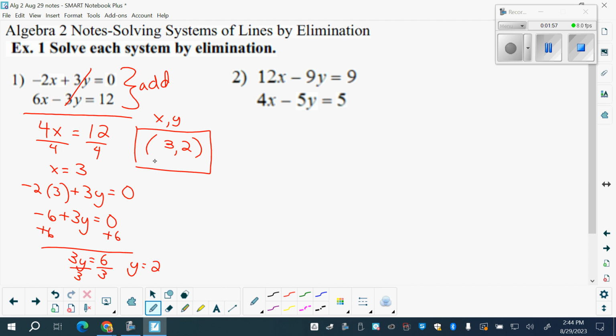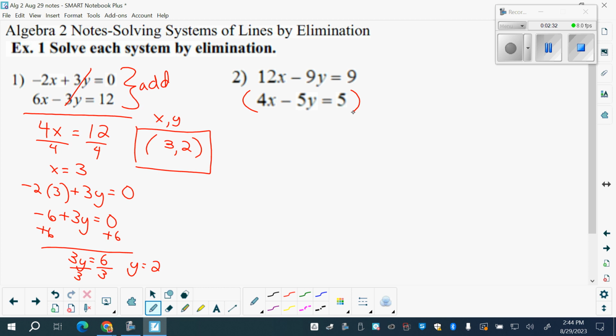So number 2, if we added them right away, would a variable eliminate? It wouldn't. So anybody have any idea what we might do? Did you say multiply? Oh, so we want to multiply by something. That's right. We're going to multiply by +3 or -3.